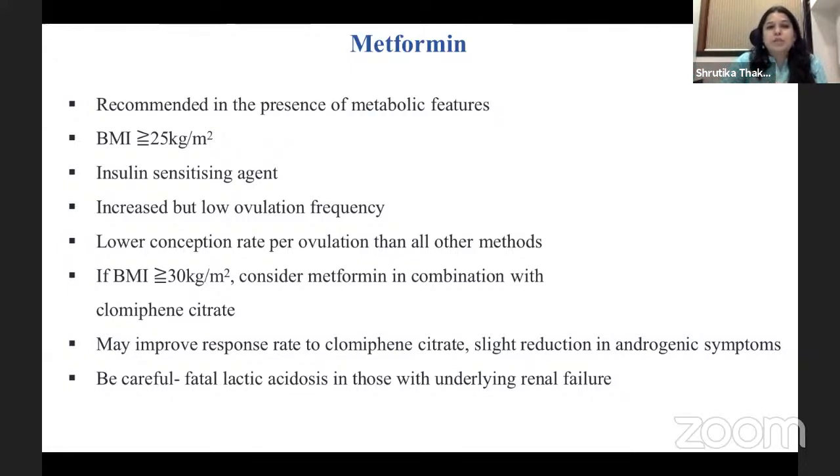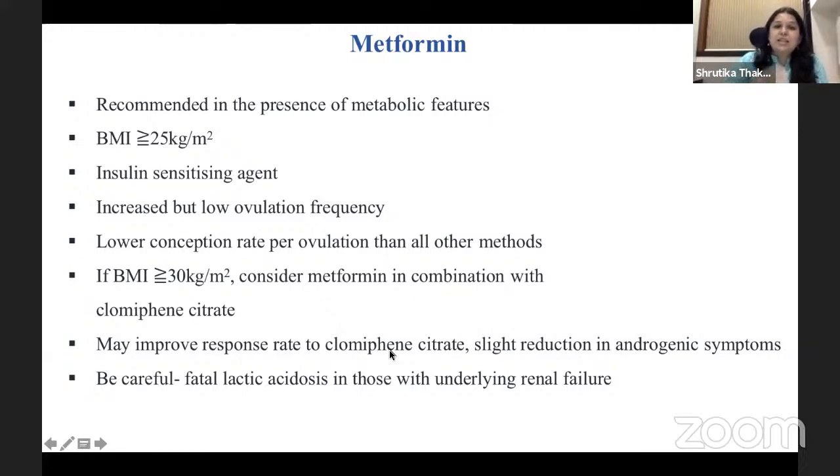You should combine it with your ovulation induction drug, that is clomiphene citrate, letrozole, or gonadotropins, because there is a lower conception rate for ovulation in metformin as compared to all other methods. In high BMI patients, we should give metformin along with clomiphene citrate, because it also improves the quality of the eggs, and it also improves the insulin uptake by these patients, and it results in some amount of weight loss. So the hyperandrogenic milieu is kind of reversed when we give metformin. So thereby the response to clomiphene citrate is better.